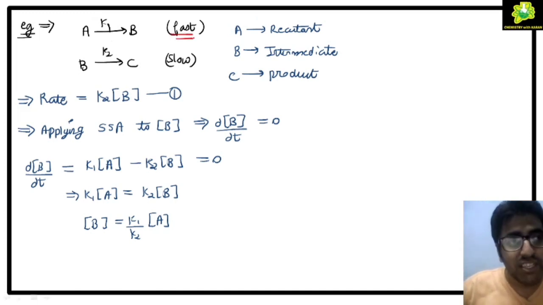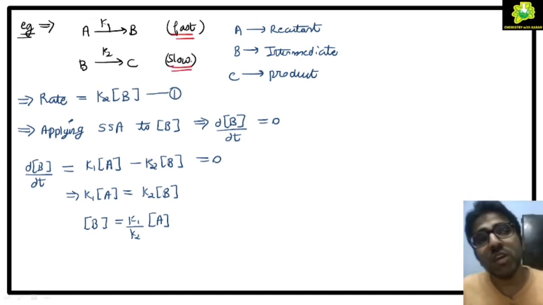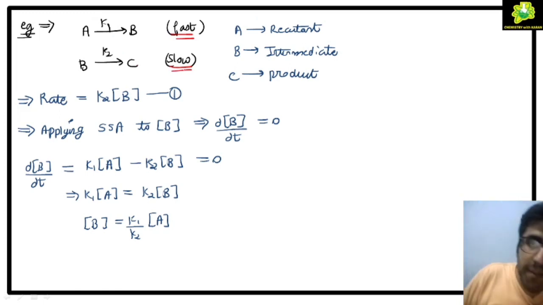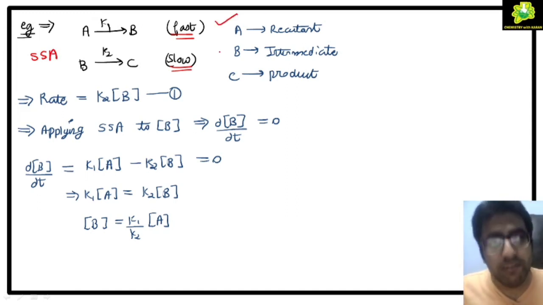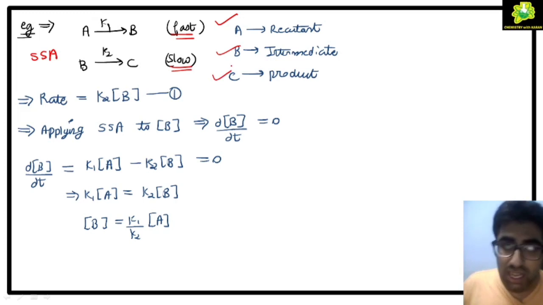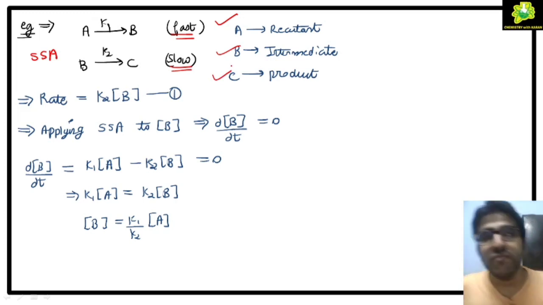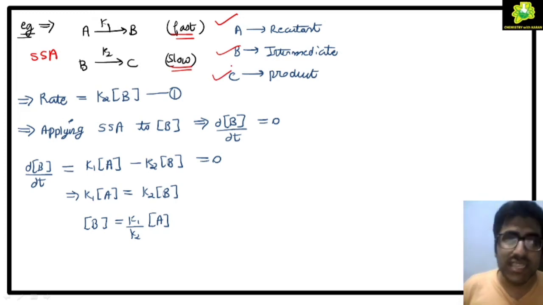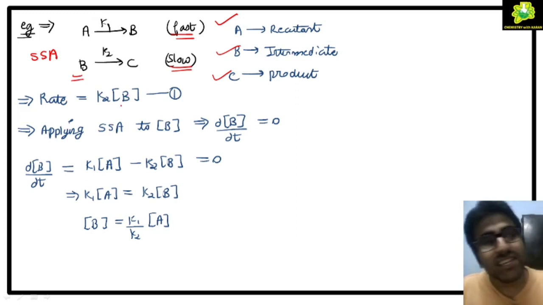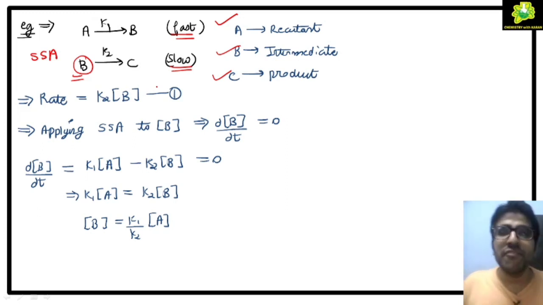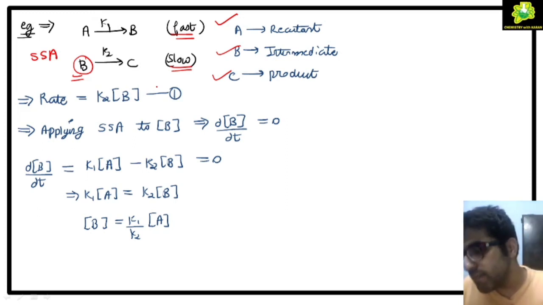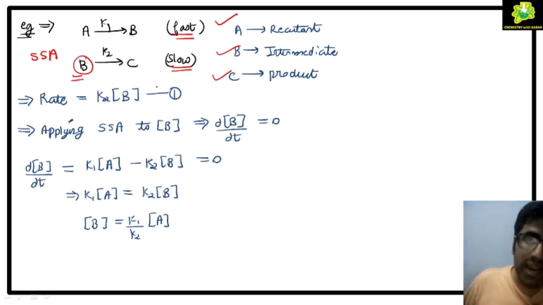A giving B with K1, fast; B giving C with K2, slow. So here equilibrium is not given and hence we cannot use equilibrium approximation, and we will be using SSA here. A is the reactant, B is the intermediate, and C is the final product. Here fast and slow is given, so we will be writing the rate in terms of the slow step. So rate is equal to K2 times the concentration of the reactant, which is B. B is the intermediate, and we can never leave the rate expression in terms of intermediate. So for that, we will have to apply the approximation, which is SSA.